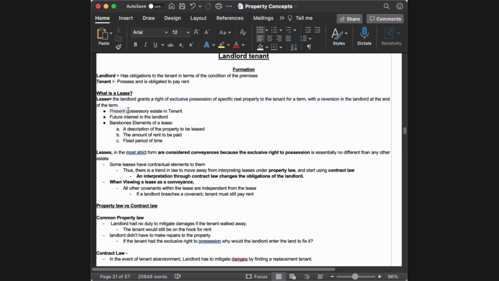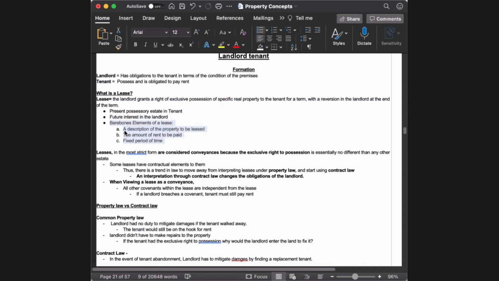But when we were talking about a lease, if you want to know the breakdown of the interest stuff that's involved, there's a present possessory interest in the estate in the tenant. The future interest is in the landlord. And the bare bones elements of a lease is a description of the property to be leased. And this is important. This is no longer a part of the interests and stuff like that.